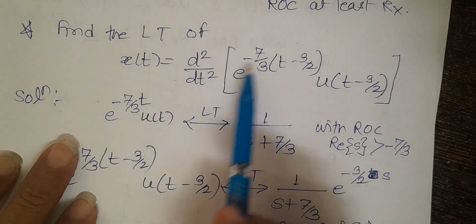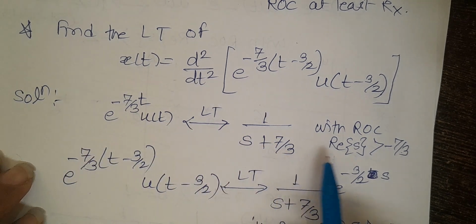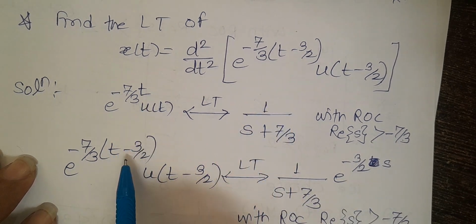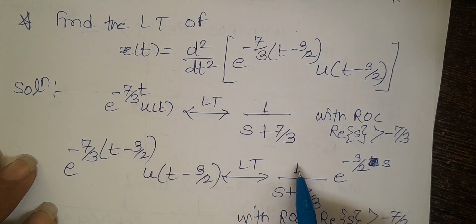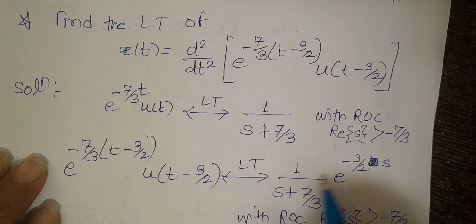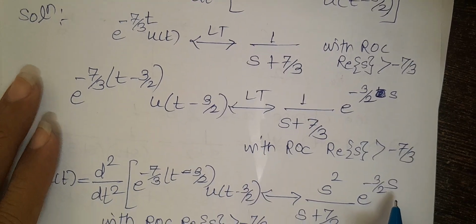Suppose e raised to power minus 7/3 t times u(t). Its Laplace transform is this with ROC greater than minus 7/3. But here time is shifted by 3/2, so u(t minus 3/2). Its Laplace transform will be X(s) times e raised to power minus s tau. So it is shifted by 3/2: 1 over s plus 7/3 times e raised to power minus 3/2 s, with ROC real part of s greater than minus 7/3.